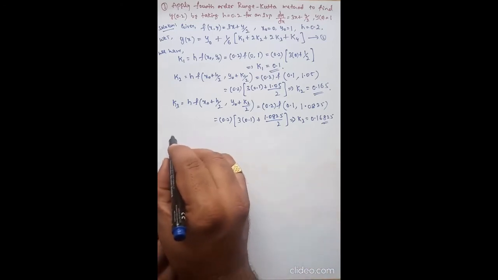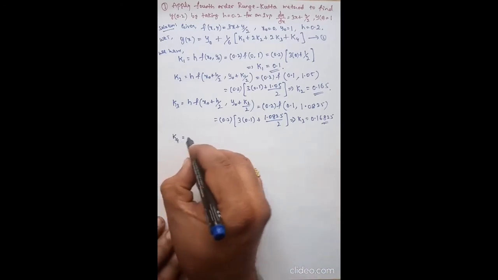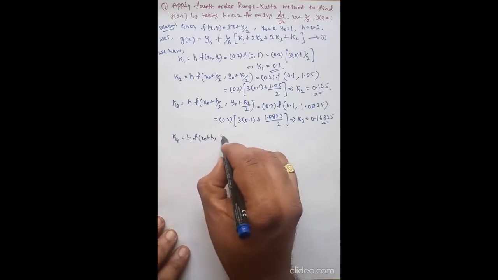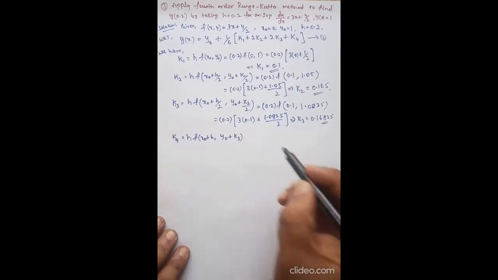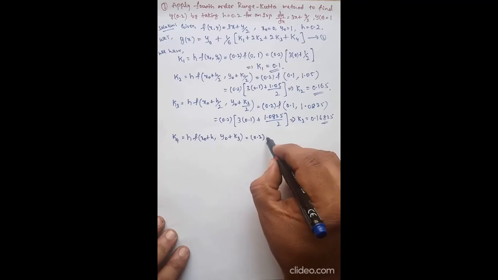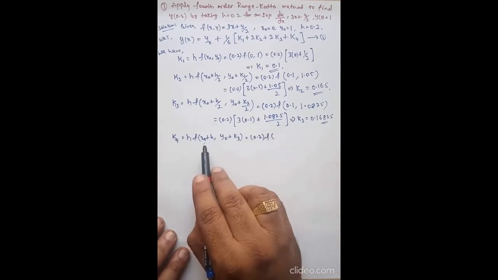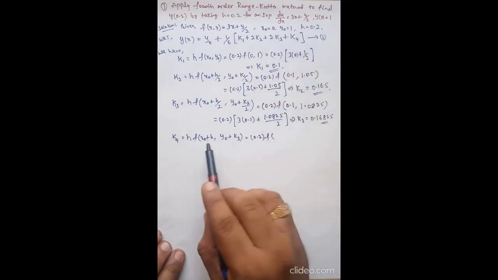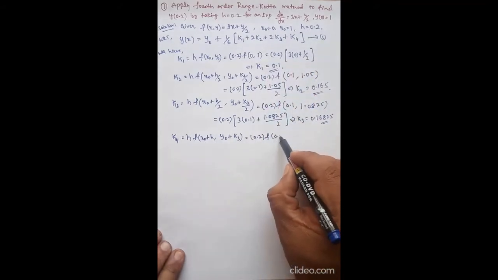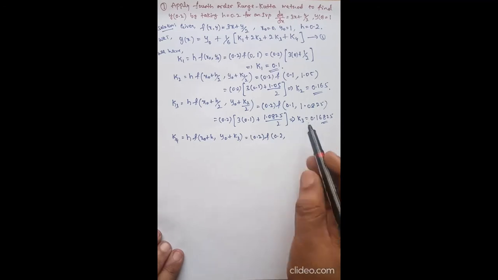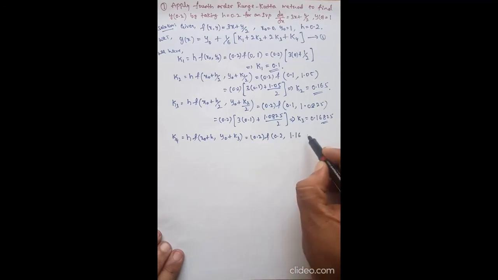Now at the end, k4. So the value of k4 is h into f of x naught plus h comma y naught plus k3. This is the formula. So this is equal to h is 0.2 into f of x naught plus h. You know, x naught is 0, h is 0.2. So 0 plus 0.2. So it gives 0.2, comma y naught plus k3. You know, y naught is 1 now. So it is 1 plus k3 is this. So 1 plus this means it is 1.16825.